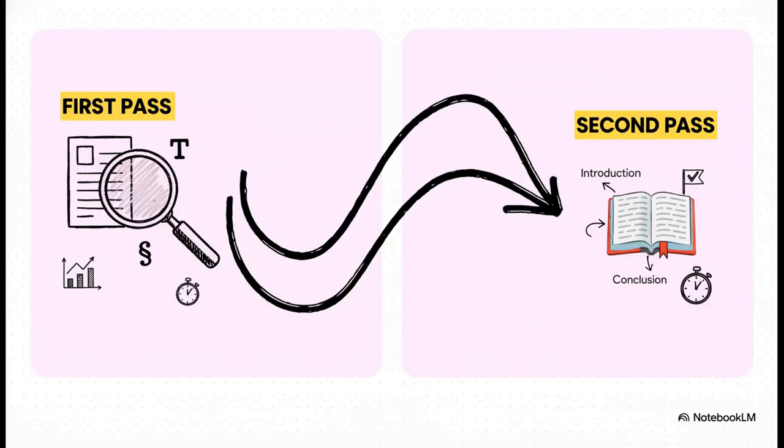That's usually enough to decide if the paper is even worth your time. If it is, great. You invest another 20 minutes for the second pass. Here, you carefully read the introduction and the conclusion. That gives you the whole story. Here's the problem we were trying to solve, and here's how we solved it.